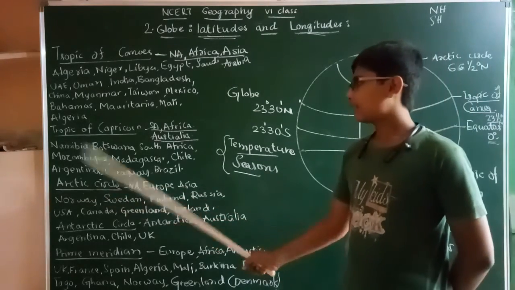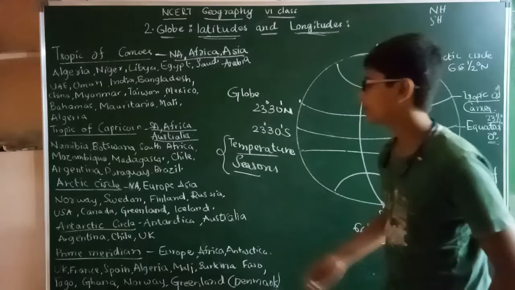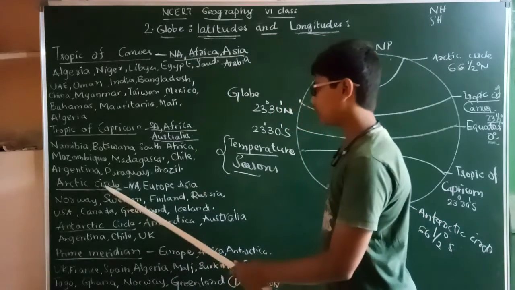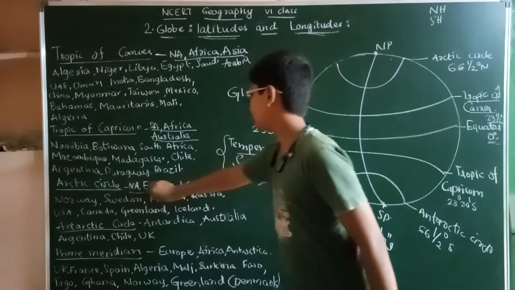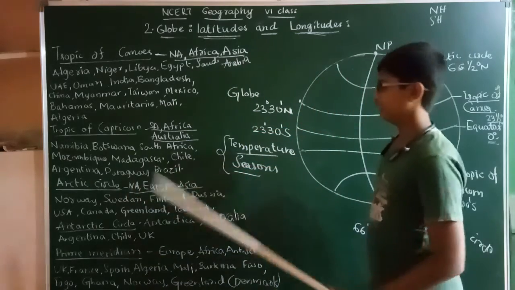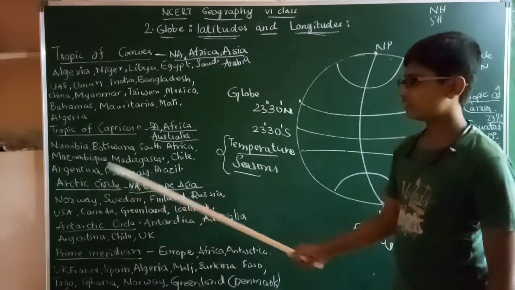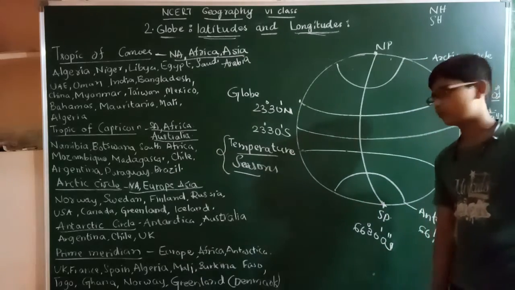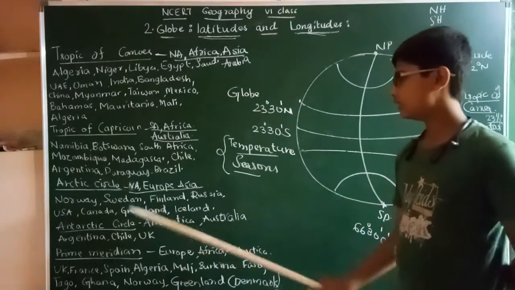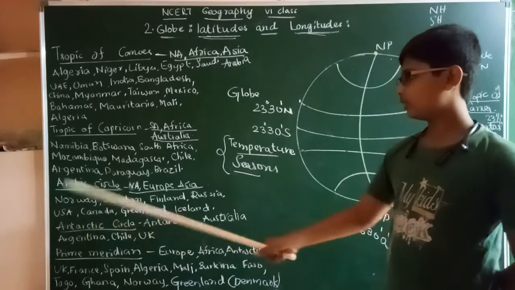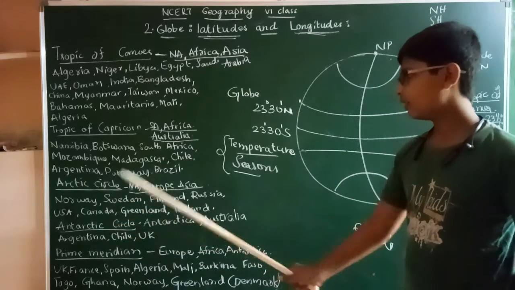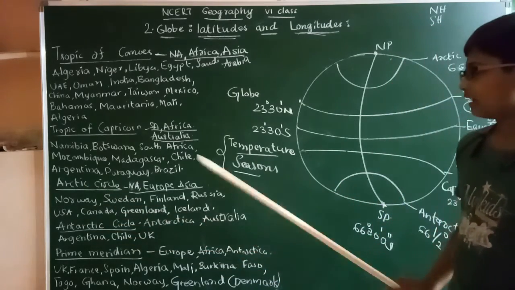Now, the Arctic Circle passes through North America, Europe and Asia continents. Let's see the countries through which the Arctic Circle passes: Norway, Sweden, Finland, Russia, USA, that is United States of America, Canada, Greenland and Iceland.